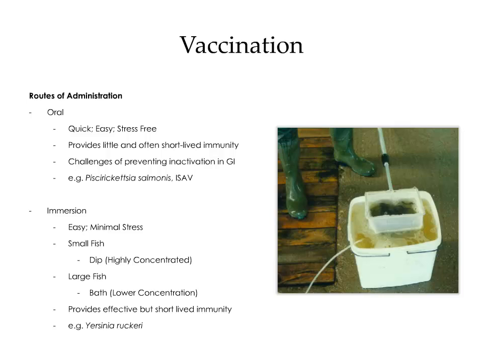Immersion vaccines are easy to administer and cause minimal stress. They provide effective but short-lived immunity. Smaller fish are given dip vaccines, which is a highly concentrated vaccine solution. Larger fish are given bath vaccines. Such vaccines are lower in concentration, so they require a longer duration of exposure to be effective. Examples of immersion vaccines include Yersinia ruckeri.